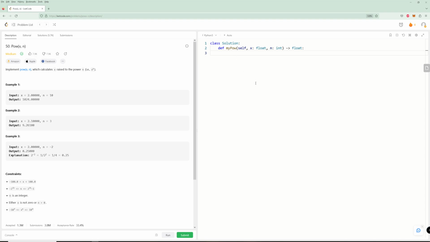Okay, so let's actually start coding. So what are our base cases? So if x equals 0, we can just return 1, right?